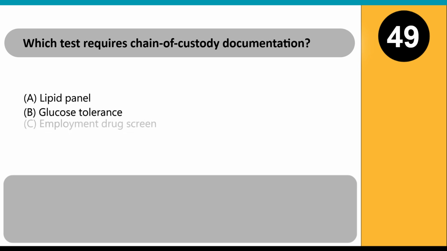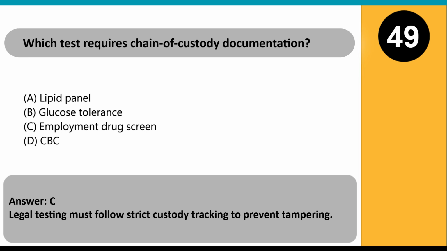Which test requires chain of custody documentation? A. Lipid panel. B. Glucose tolerance. C. Employment drug screen. D. CBC. Answer: C. Legal testing must follow strict custody tracking to prevent tampering.